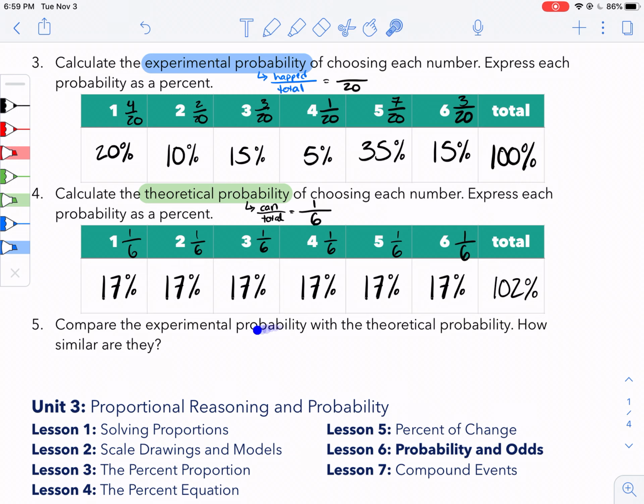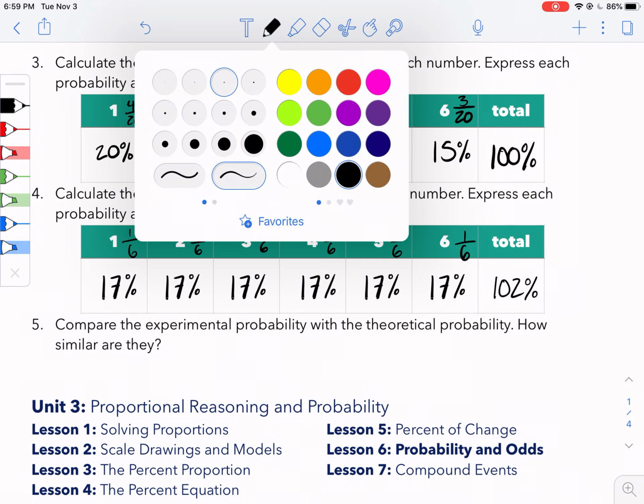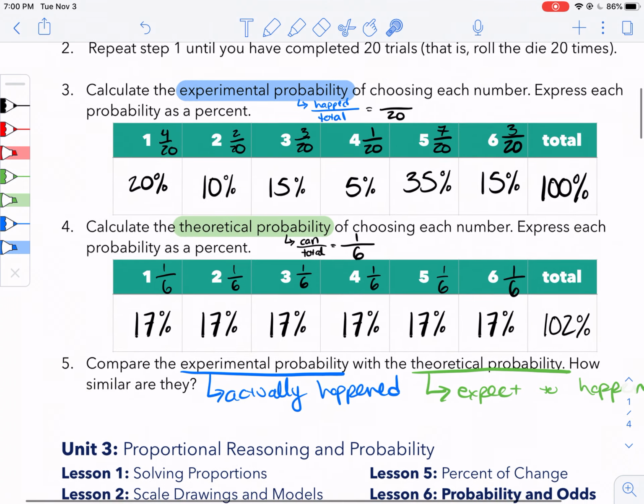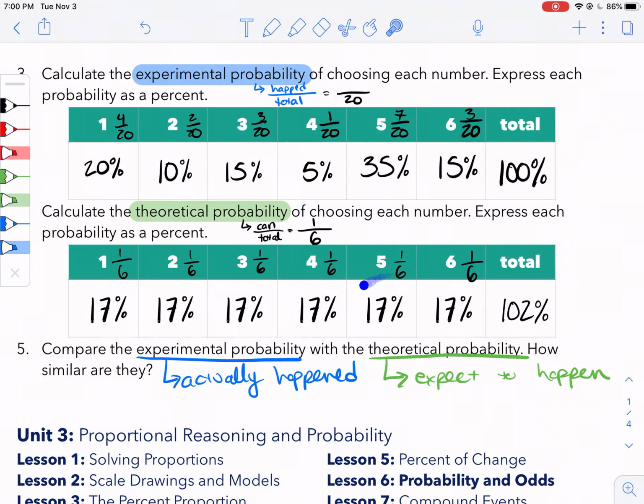Okay, so experimental probability with theoretical: how similar are they? Remember that the experimental probability is what actually happened in the experiment. The theoretical probability, on the other hand, is what we expect to happen. So up here, we're expecting to roll each of these 17% of the time. My 3s were rolled just about what we would expect. Same thing with 6. 15% is close to 17%.